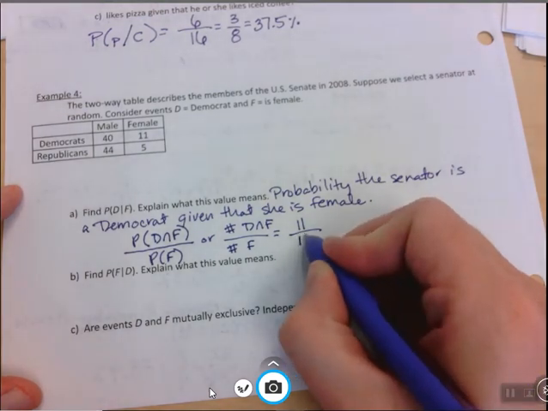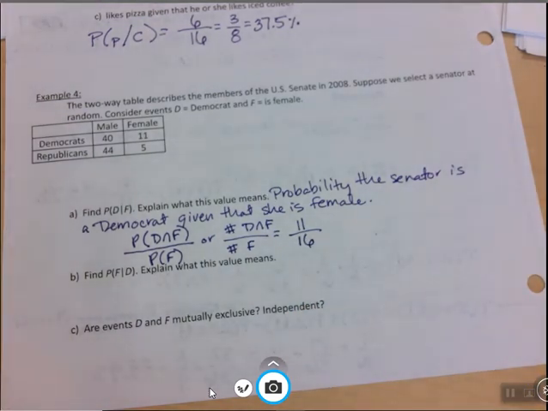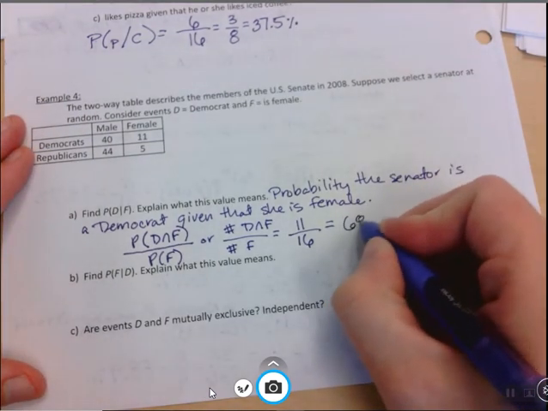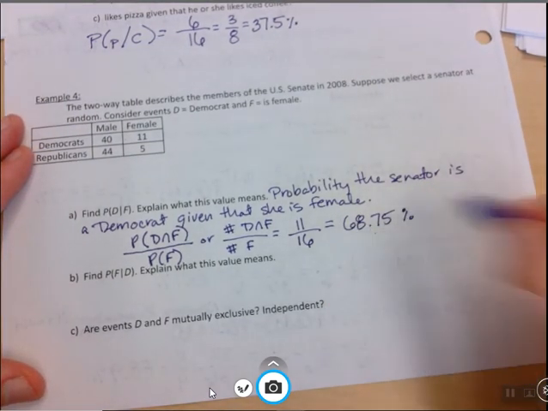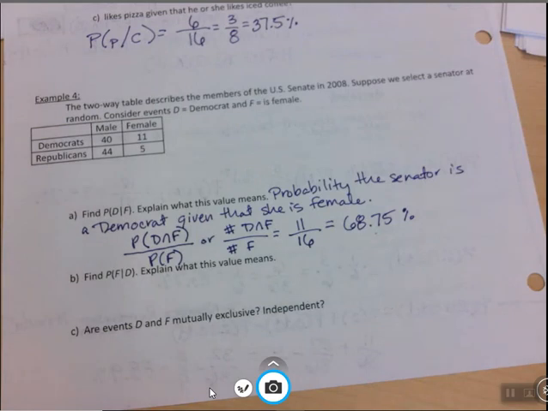16, very good. Is this what the Senate looks like now? No! In 2018, a ton of women were elected. Okay. 11 out of 16, so let's make that a percent. 68.8%. I just hate to round just one place up, but you can put 68.8% if you want to be consistent. I don't mind. So that means that if we are choosing from the female senators at random, we have a 68.75% chance that we will choose a Democrat.